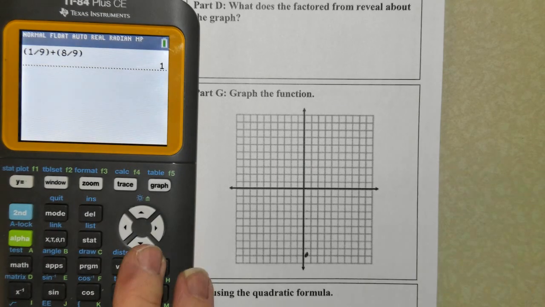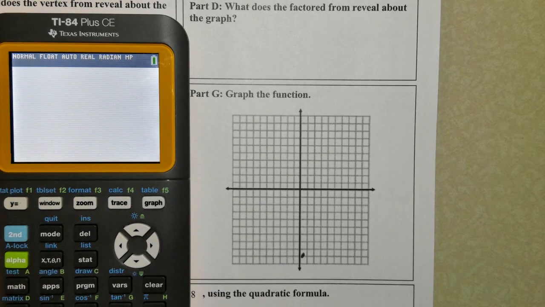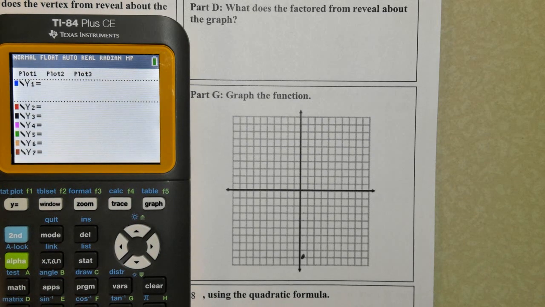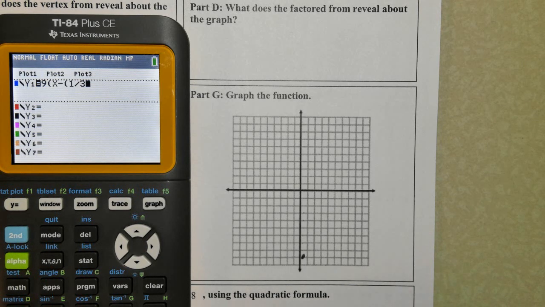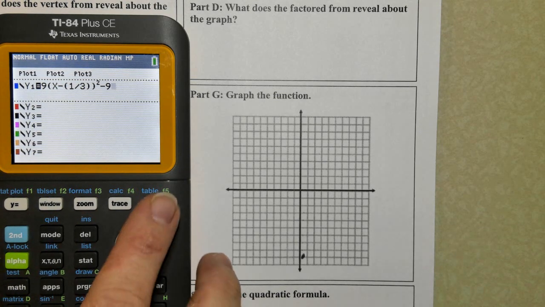Grab your graphing calculator. Another alternative to find those points, go to y equals and clear whatever was there. Please type in the equation fairly slowly so you're not missing anything. 9 times the quantity x subtract, then in parentheses 1/3. Once you end that parenthesis, we'll end the entire thing and square that quantity. And then subtract 9, not -9. Hit graph.